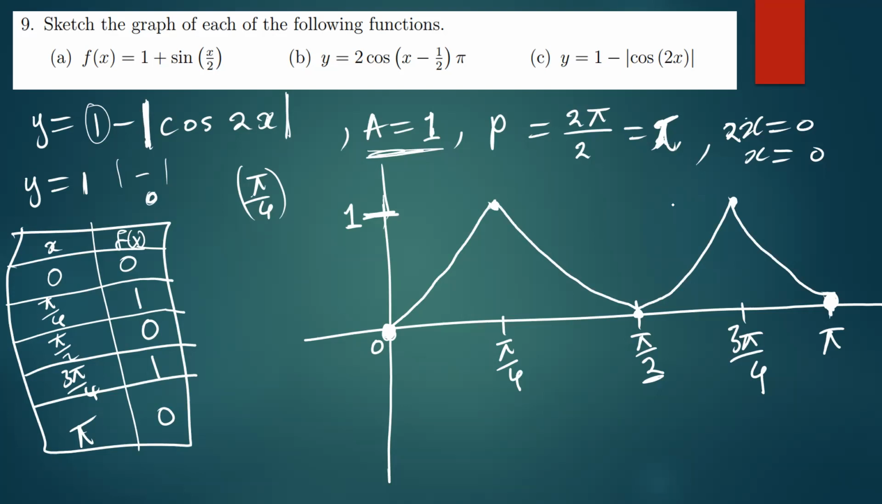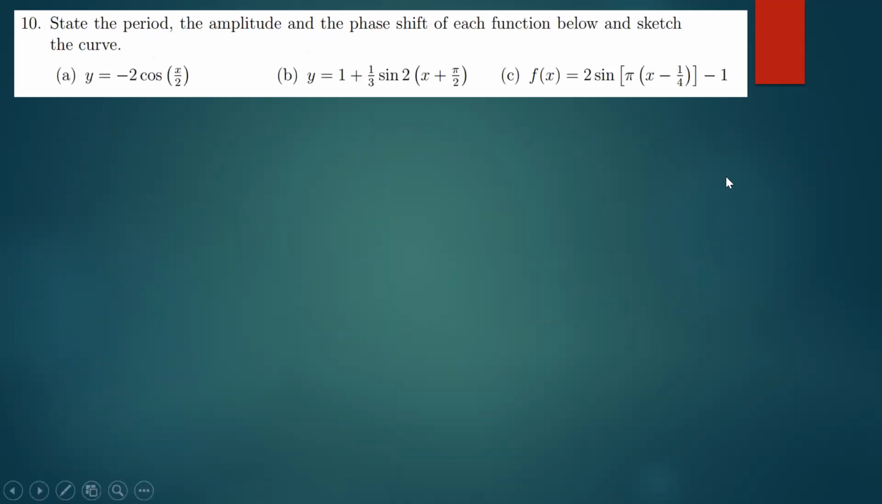So the next question is this one. So this one is also very simple. The question is, state the period, amplitude, the phase shift of each function below, and sketch the curve. So this one is straightforward because we've answered some of those questions on question 9. So I expect this one to be a simple and straightforward question. So I'll be a bit fast in terms of solving it, but if you don't understand any point, you simply just tell me or ask me to repeat.